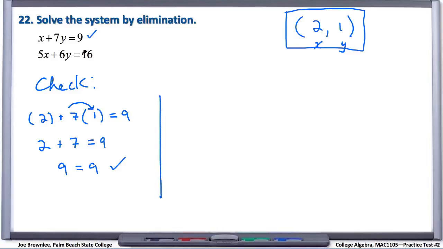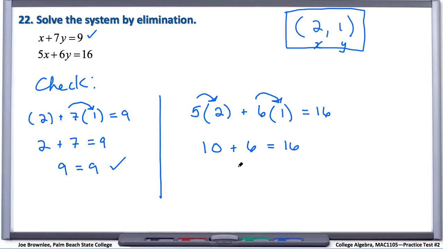All right, let's try and see what happens when we check it for equation 2. So we have 5 times x, but x is 2, plus 6 times y, but y is 1, equals 16. We'll distribute. 5 times 2 is 10, plus 6 times 1 is 6, equals 16. 10 and 6, we know when we add them together, we get 16. So we have 16 equals 16. So it works in the second equation as well.